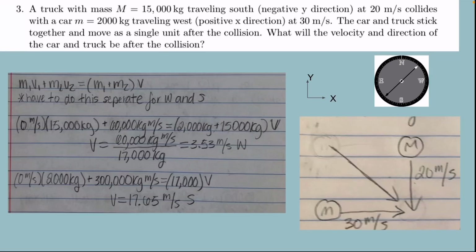And then I just rearranged it, giving us what that final velocity in the west direction will be, which is 3.53. So now we can look at it in the southern direction, where I did the exact same thing, except the car traveling in the westward direction is the one that has zero momentum in this direction. And we end up with a final velocity in that southern direction of 17.65.